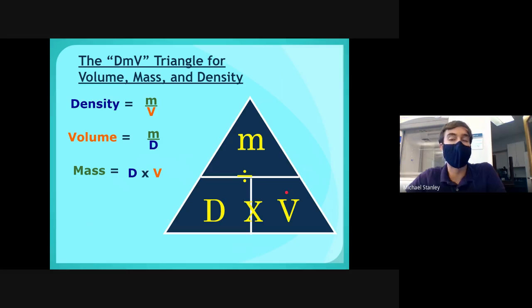Same thing for volume. If you want to know the volume, you can block out the V, and you're left with M, which is over the D. So to find volume, the triangle says you do M over D, or mass divided by density, in order to calculate the volume. And then finally, if you want to know the mass, you can block out the M, and you're left over with D and V, which are down here next to each other together. And that means that you multiply them. So mass is equal to D times V. If you want to know the mass, the D and the V are down here together. So D times V is what is equal to mass. Density times volume is mass.